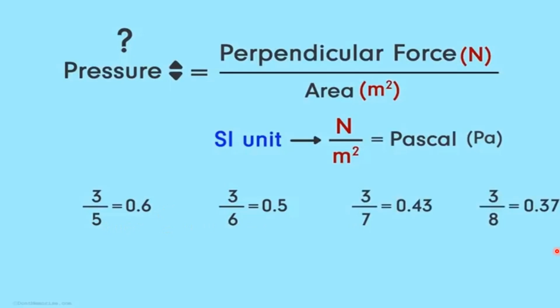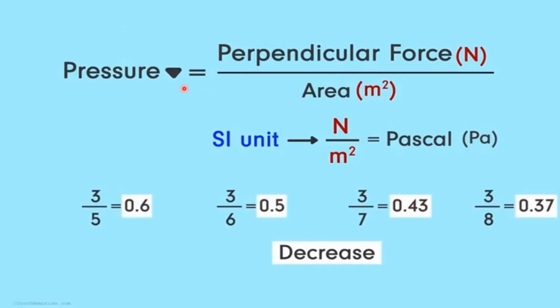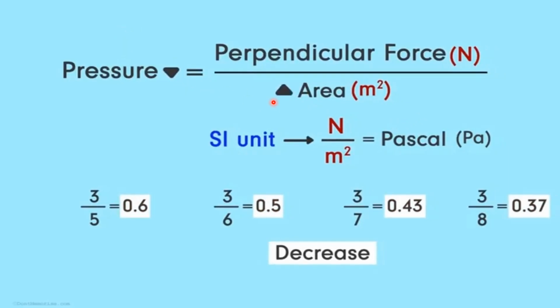When I increase the area, see the value of the fraction that you are getting. In the first case it was 0.6, in the next case it became 0.5, in the third case it became 0.43, and in the fourth case it became 0.37. What do you observe from all these values, children? You observe that as the denominator increases, the value of the fraction decreases. That means as you increase the area, the pressure decreases. So, I can say an increase in the area will decrease the pressure.